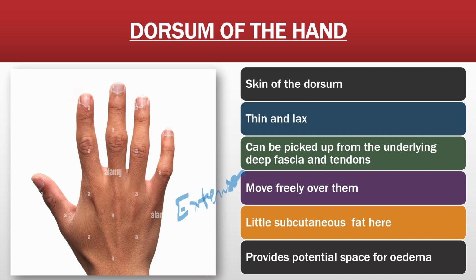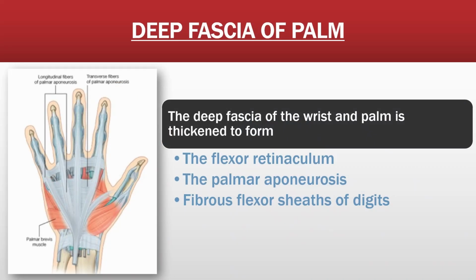Coming to the palmar surface, there is the deep fascia. So there is a superficial fascia, okay, and there is this deep fascia that is present. The deep fascia of the palmar surface is modified to form flexor retinaculum, palmar aponeurosis, and fibrous flexor sheaths of the digits. Okay? So this is the modification of deep fascia in hand.